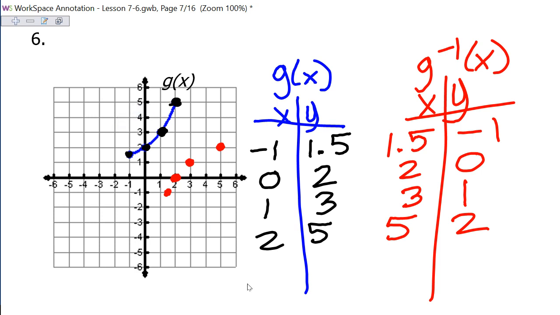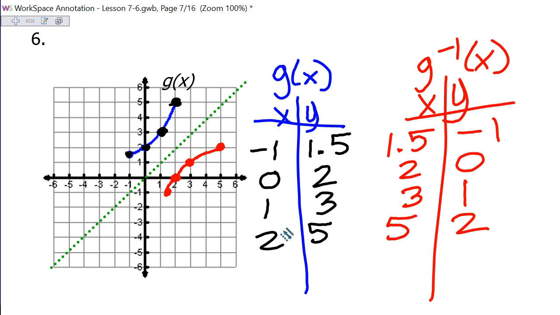Now I'm going to go ahead and draw in that line of symmetry. Remember, when you draw the inverse, it should reflect over the line y equals x. So it goes from the bottom left corner through the origin through the top right corner. Does it look like the blue curve reflected over that line? Yes, it does. Now this one you can see it better because all of the graph is above that line.